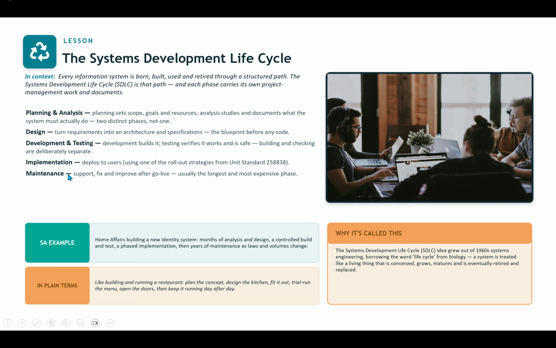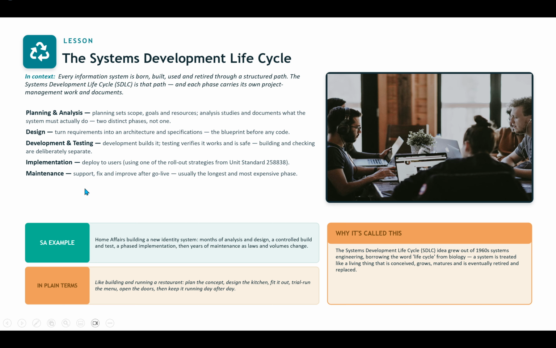deliberately separate. And then implementation is you deploying to users using one of the rollout strategies from the other unit standard that we looked at, to say, how are we going to roll out? Is this going to be fast? Is this going to be a big bang? And so forth. All that then depends on context. And then obviously we have maintenance. No system is ever perfect. So we need to support, to fix, and improve after we go live.